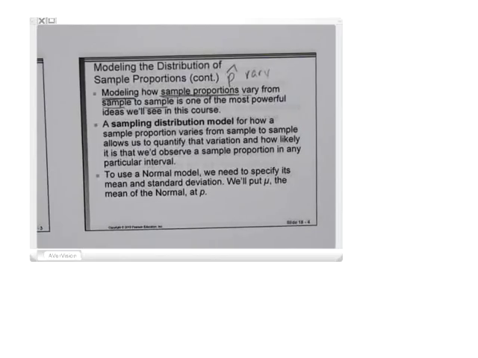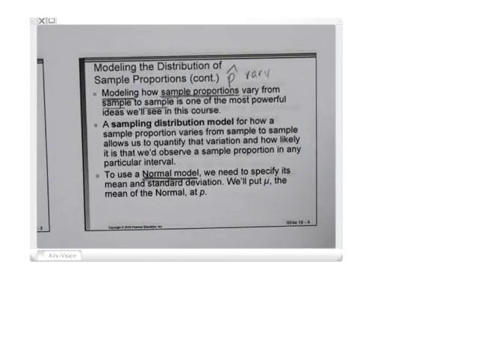Remember opening all those different bags, finding all those different p-hats. They're not all going to be the exact same number. How they vary is what we're looking at. That is the sampling distribution model. We are modeling how the proportions vary from sample to sample. We're going to quantify that variation. In other words, we're going to find the standard deviation. And then we're going to ask ourselves how likely it is that we observe a sample proportion in any particular interval. The normal model helps us do that.